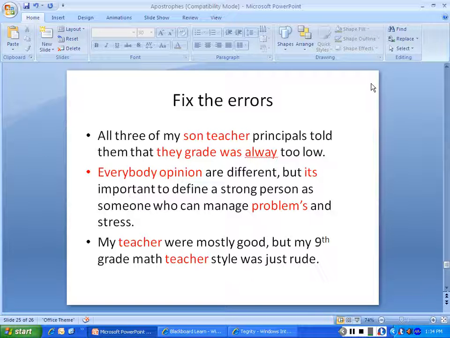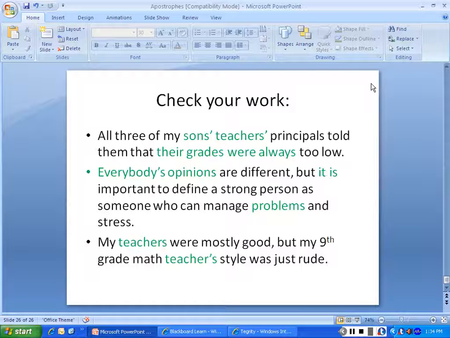My teacher were mostly good. Here we have a verb that indicates we're looking at more than one teacher, so we need to make it plural. And again, in the second part of the sentence, we're talking about one teacher, but the style that belongs to them. Let's see if you were able to fix these correctly.